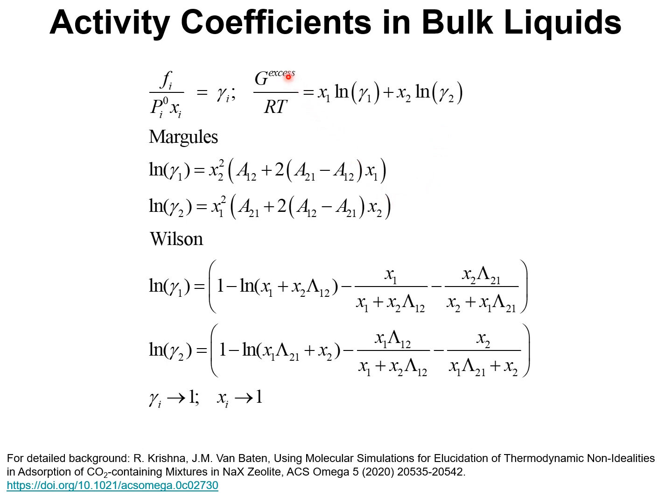The excess free energy divided by RT is x1 ln gamma 1 plus x2 ln gamma 2, and it is common practice to set up models for the activity coefficients, such as the Margules model or the Wilson model, in this form, that have the proper limiting behavior that the activity coefficient of any species i tends to unity when the mole fraction of that component tends to unity.